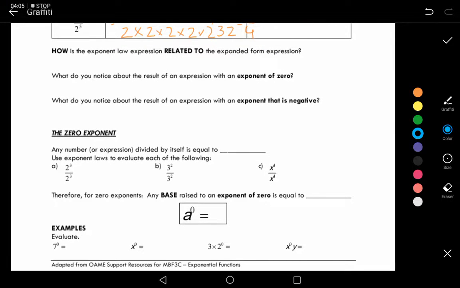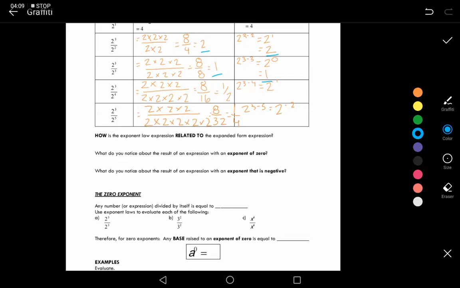The next question says, what do you notice about the result of an expression with an exponent of 0? So that's this one here. Okay, and what we can notice is that it equals 1, right? So we would write that in. It is equal to 1.